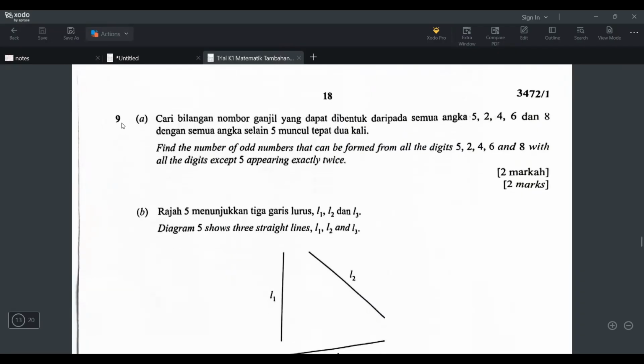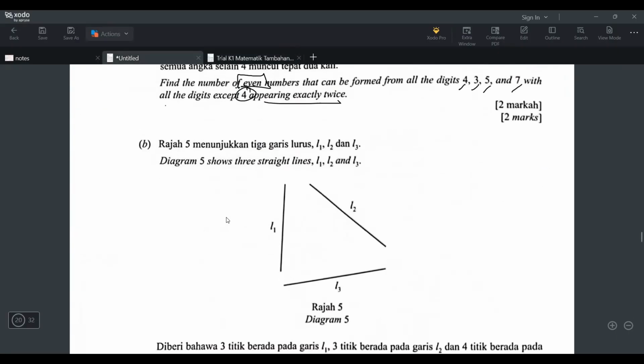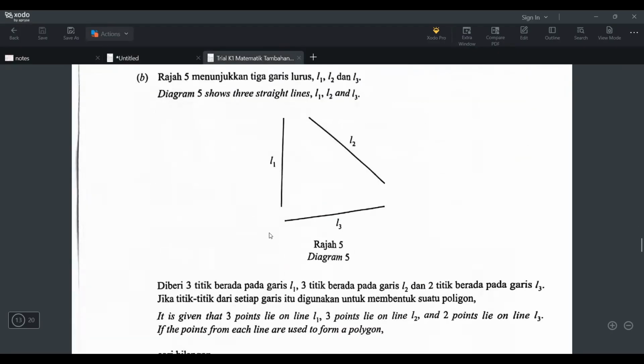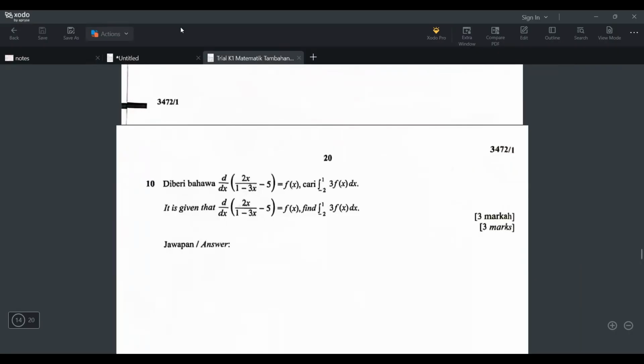So you can see this number 9. Find number of odd numbers. 5, 2, 4, 6, 8, 5, and you look at this diagram. It's almost identical with this, right? But it's not exactly the same lah. Yeah, it's a bit different. And actually all the questions are like that. If you look at number 10, number 11, all the questions are similar. Just want to point that out lah.